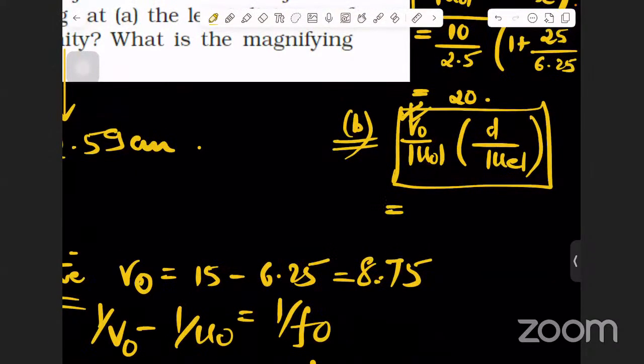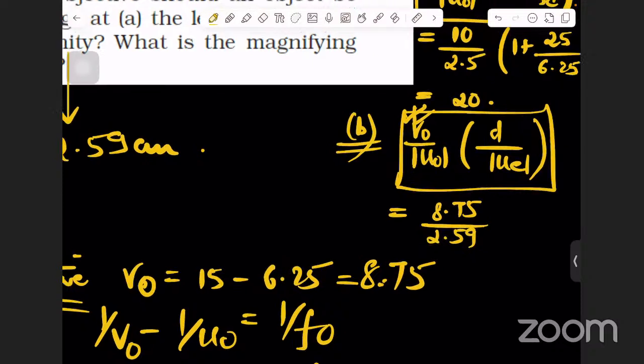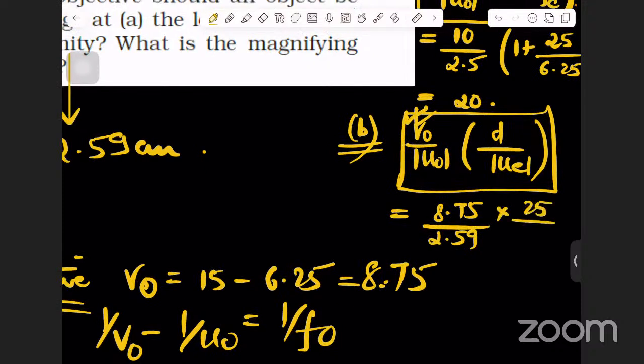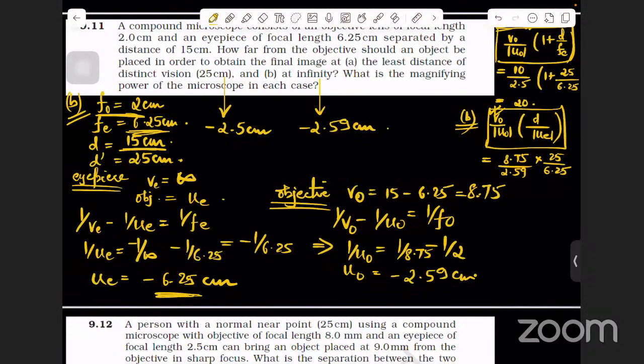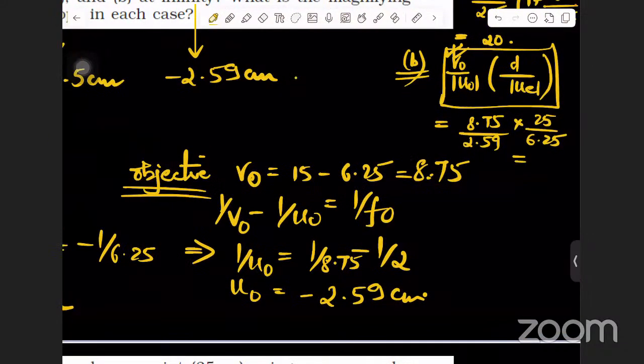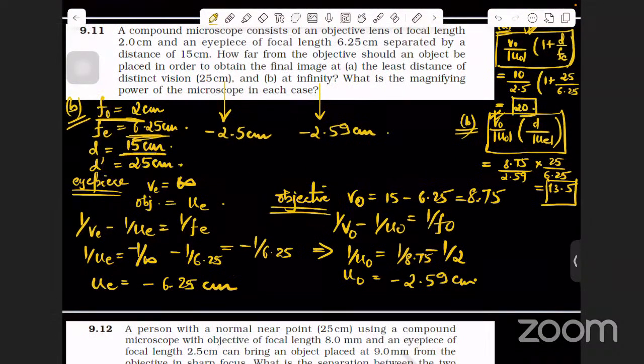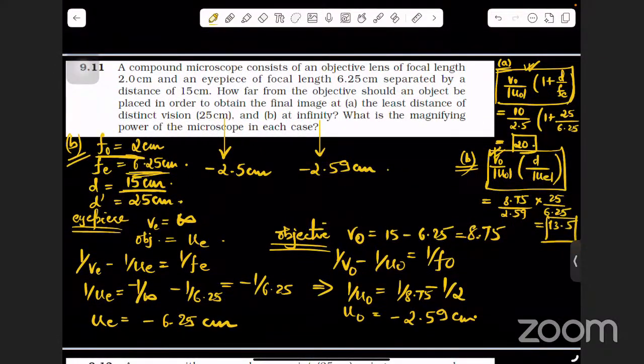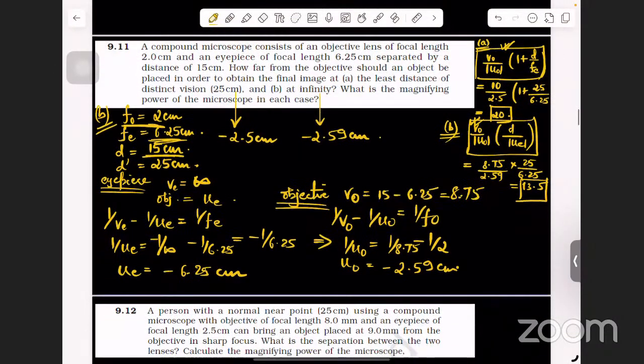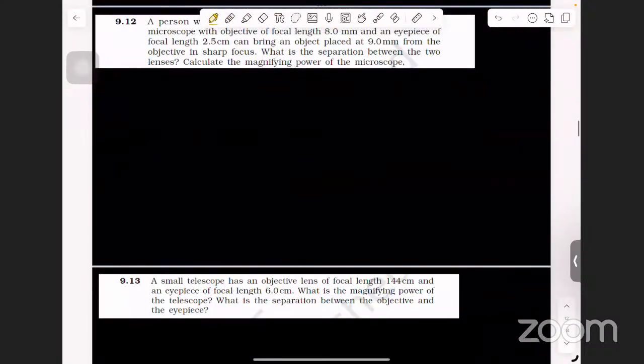All right. So what was the V naught over here? 8.75, right? Divided by magnitude of U naught we found minus 2.59. So magnitude is positive into D is 25 divided by 6.25 FE. 6.25, right? So this value turns out to be 13.5. Okay. So these two formulas you need to remember. All right. So moving on to the next question.